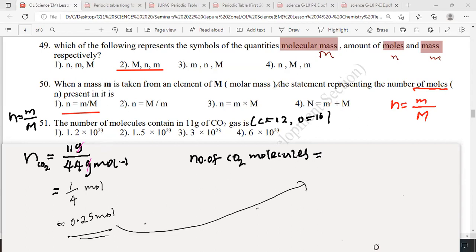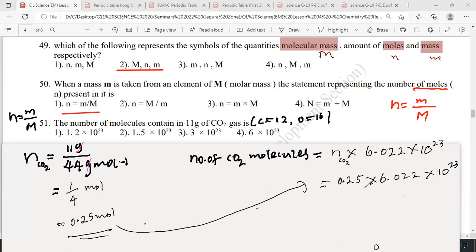Write number of CO2 molecules equal moles into Avogadro constant. What moles? CO2 moles. Not oxygen moles, not carbon moles. CO2 molecules, not CO2 atoms, or carbon atoms, or oxygen atoms. So then you get 1 over 4, or you can write 0.25 moles into Avogadro constant. When you simplify, what is the answer? If you only write here 1 over 4, no problem.